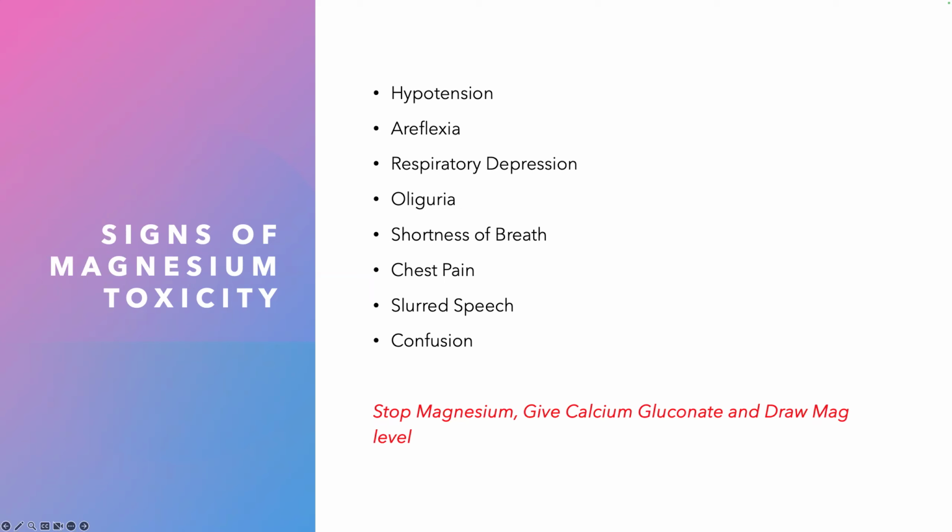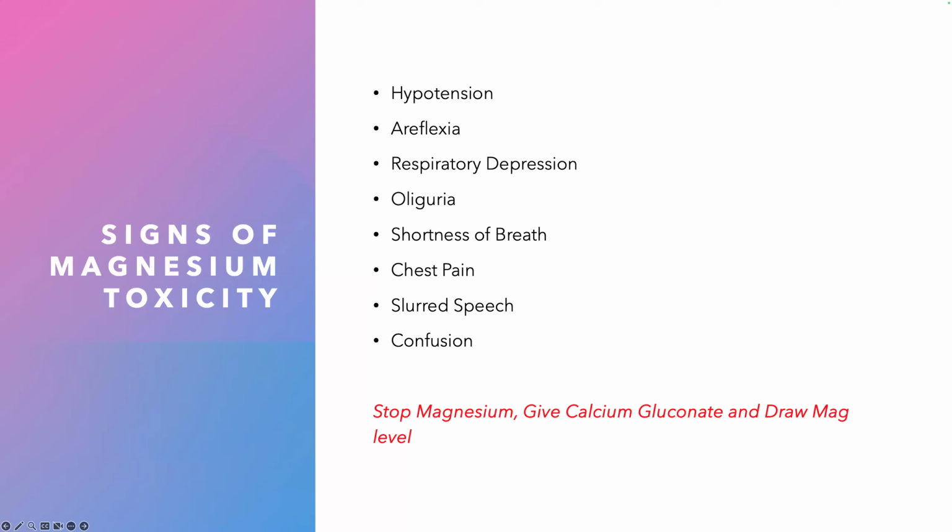If they have hypotension, that's a sign of magnesium toxicity. If they have respiratory depression, if their respiratory rate is under 12, that is a sign of magnesium toxicity. If they have decreased urine output, if it's less than 30 cc's per hour, then that is a sign of magnesium toxicity. If they have shortness of breath, that is a sign of magnesium toxicity. If they have chest pain, that's a sign of magnesium toxicity. If they have confusion, slurred speech, difficult to arouse, that is a sign of magnesium toxicity.